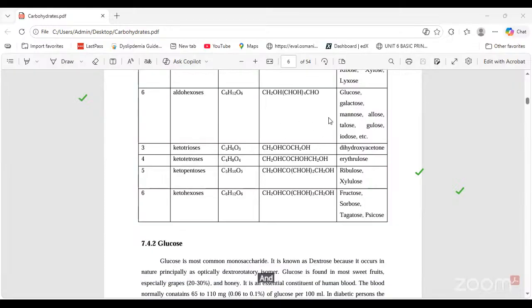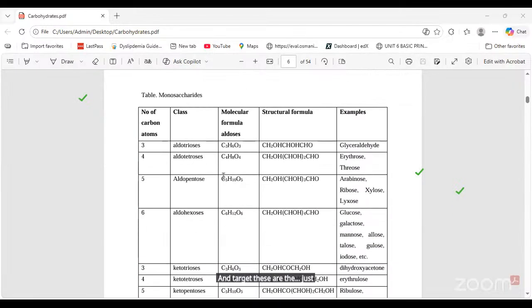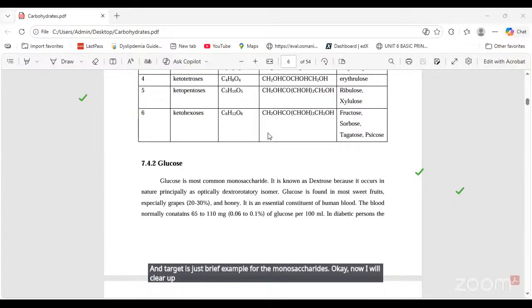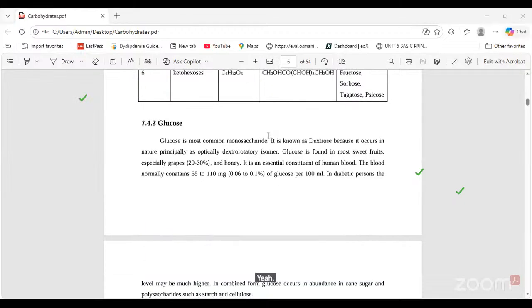These are just brief examples of monosaccharides. Okay, is this clear? Okay ma'am. Next, look: what is glucose?